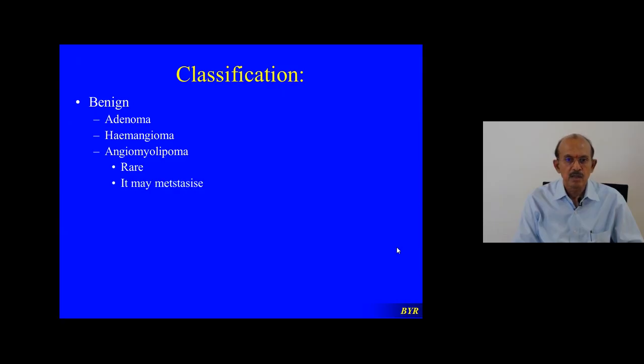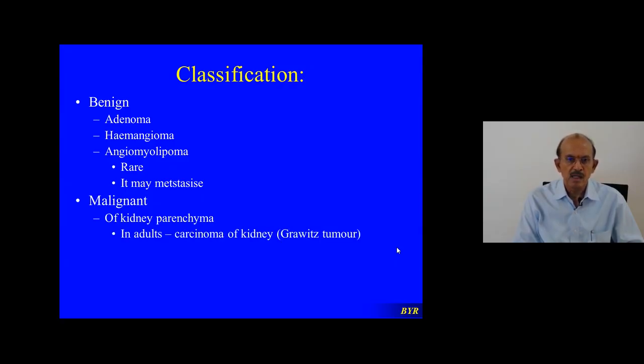It is a rare tumor. Sometimes it may metastasize. Though it is a benign tumor, it may metastasize. That means it may show malignancy features. Then malignant: the malignant lesions can be from the kidney parenchyma. That is, in adults, it is carcinoma of the kidney, also called Grawitz tumor. In children, it is called Wilms tumor or nephroblastoma.